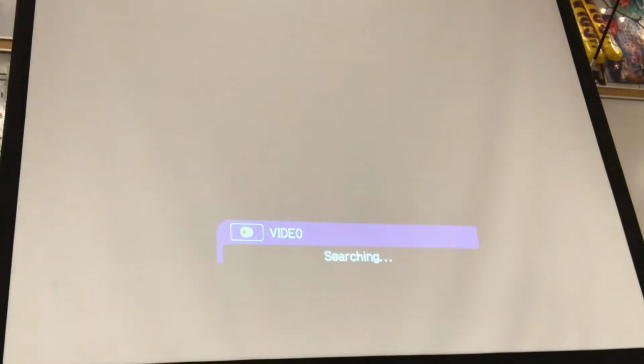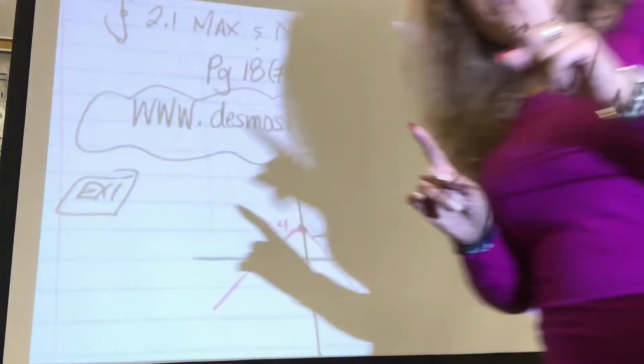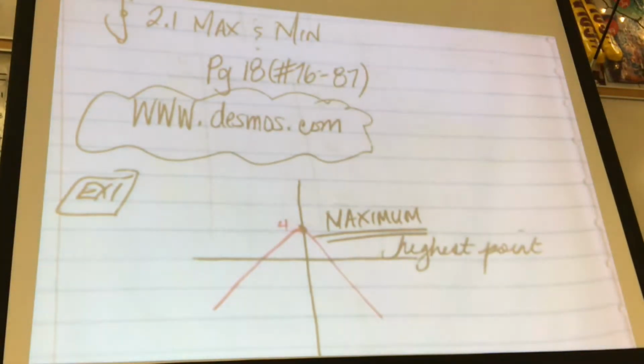Now we're going to go back to our notes. And we're going to talk about something new about our graphs: when there's a maximum and when there's a minimum. These are words we've heard before. 30 seconds in your group. Make sure everybody in your group understands what is a maximum and what is a minimum. Talk to each other.